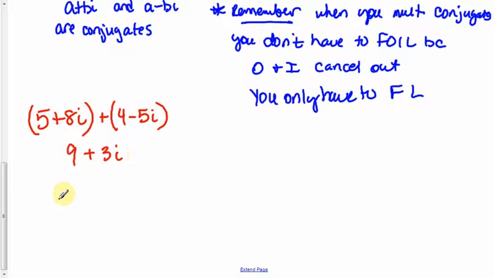If you have a subtraction sign between the two quantities, then you have to be careful.